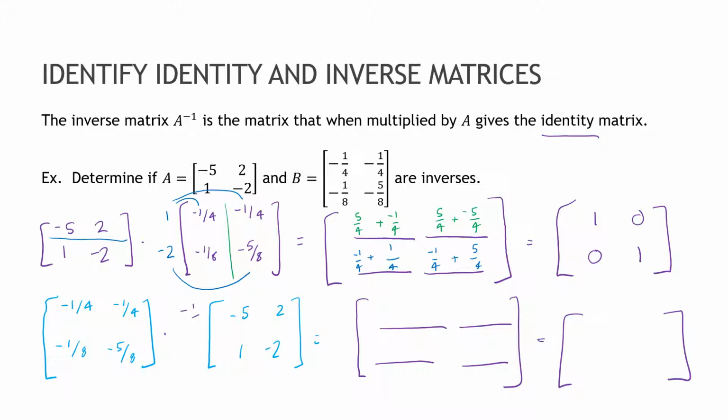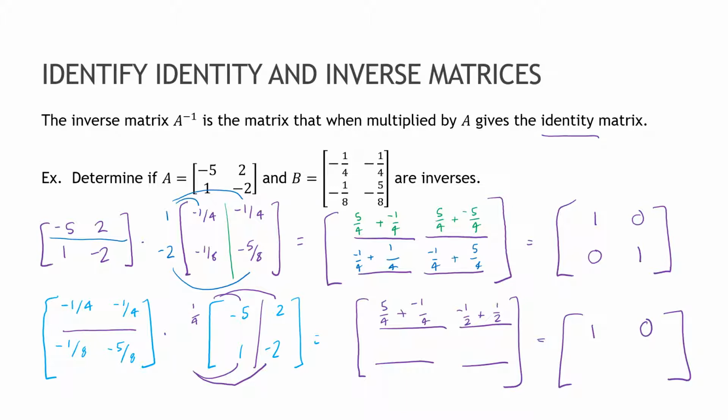So take this guy and turn it into a row, multiply it by a column. That's negative 1/4 times negative 5 is positive 5/4. Negative 1/4 times 1 is negative 1/4. Add those together, I get 4/4, which is 1. Negative 1/4 times 2 is negative 2/4, which is negative 1/2. Negative 1/4 times negative 2 is positive 2/4, which is positive 1/2, which is 0.